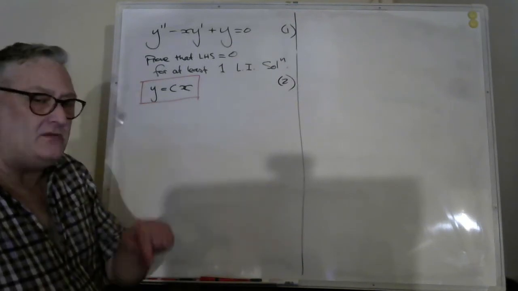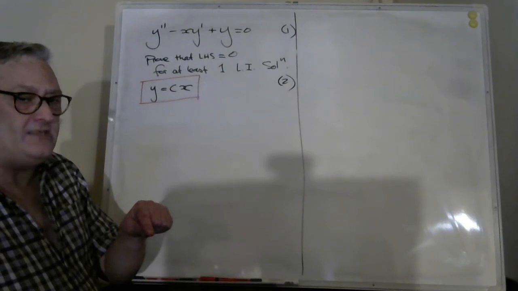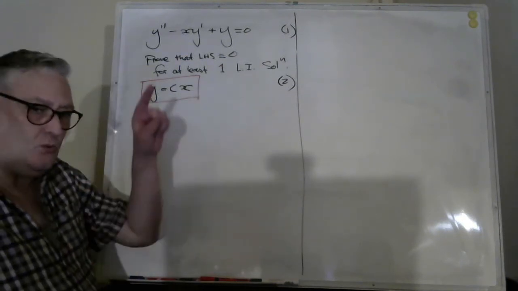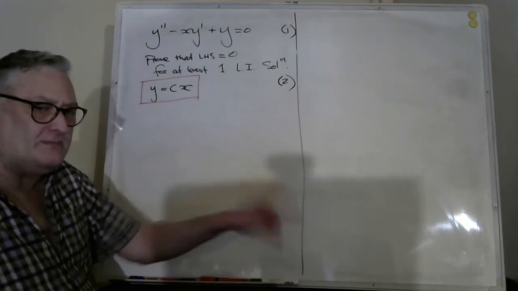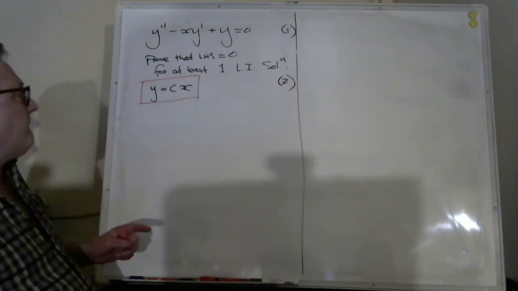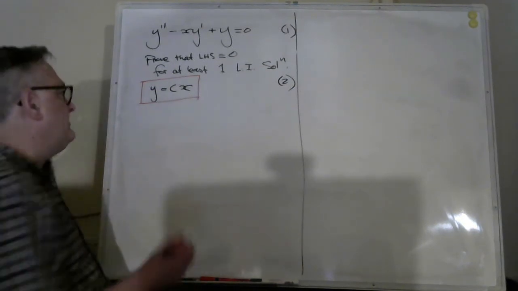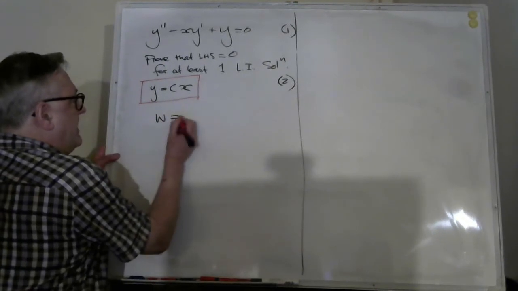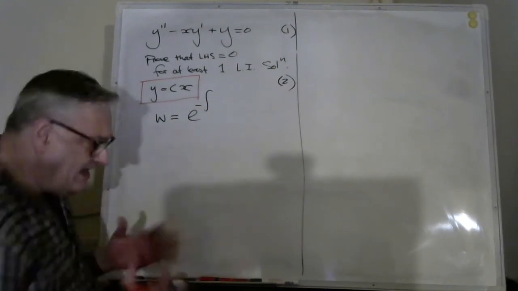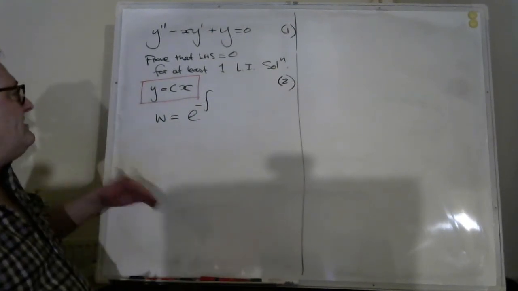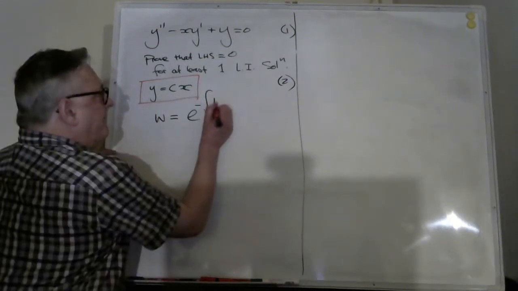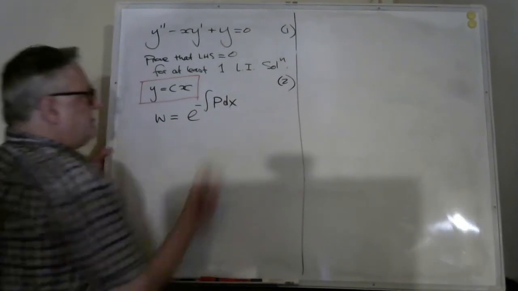And when we use the Wronskian, we use a determinant method and an exponential method. And we've hit upon a similar exponential method in previous videos, and that's the one we're going to start with. So if we let the Wronskian equal e to the minus the integral, the Wronskian is equal to e to the power minus the integral of p dx, right?